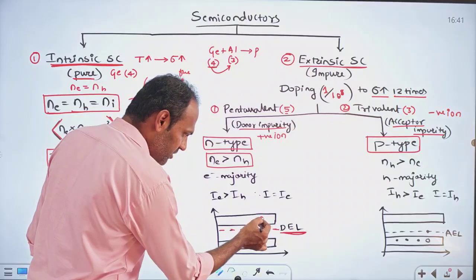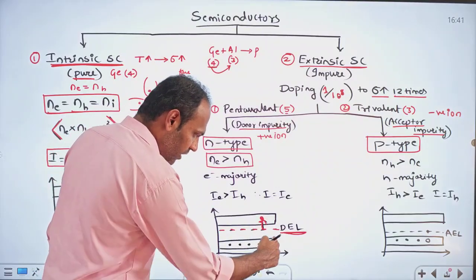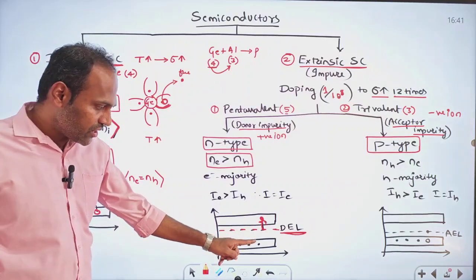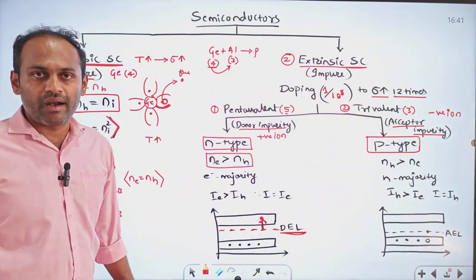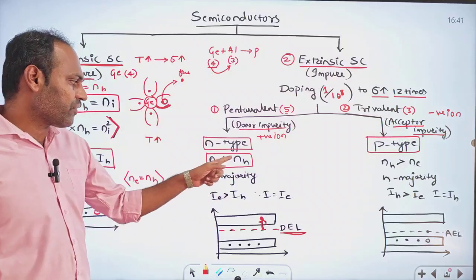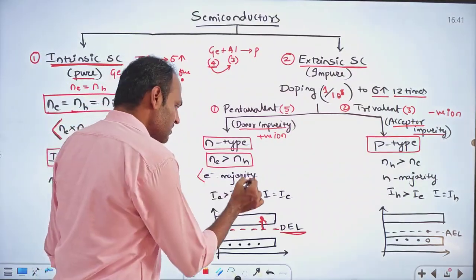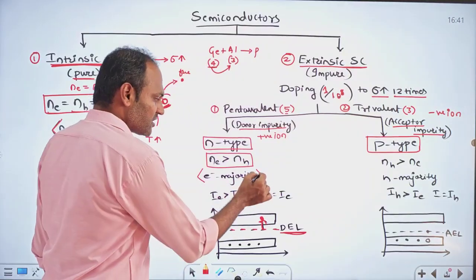Easily, it goes to the conduction band. There is no hole created in the valence band. You got an electron in the conduction band without the production of a hole in the valence band, right? That's why we say the number of electrons is greater than the number of holes. Here electrons are majority charge carriers and holes are minority charge carriers.